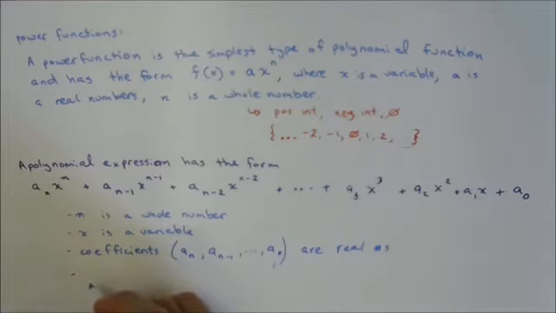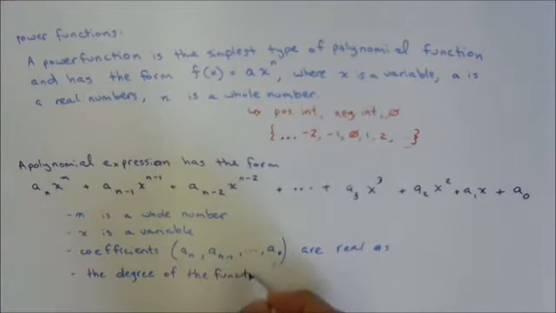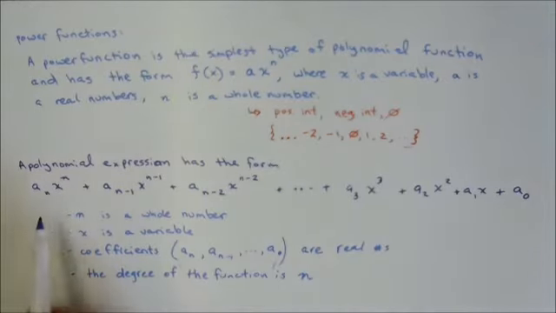The degree of the function is n. Okay, so you'd say an nth degree function in the general term. If the first term is to the power of 3, then you would have a function of degree 3. You'd have a third degree.